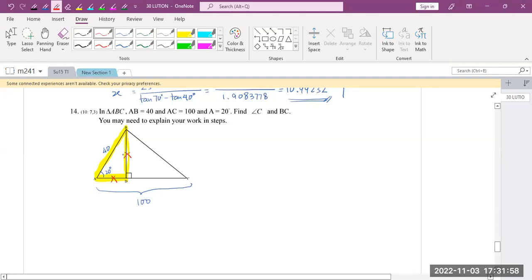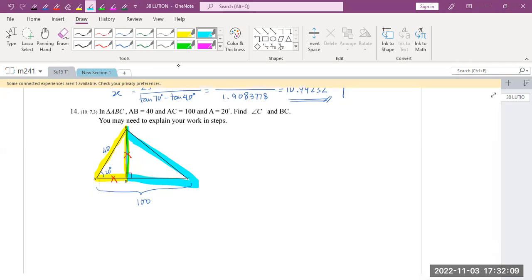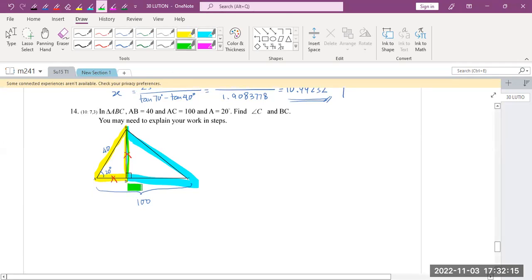Notice that BD is shared by the blue triangle. Once we know AD, we can subtract it from 100 to get this length. 100 minus AD gives us the green one. So this is our plan. Using this yellow triangle, we'll find AD and BD first. Okay, in that yellow triangle.